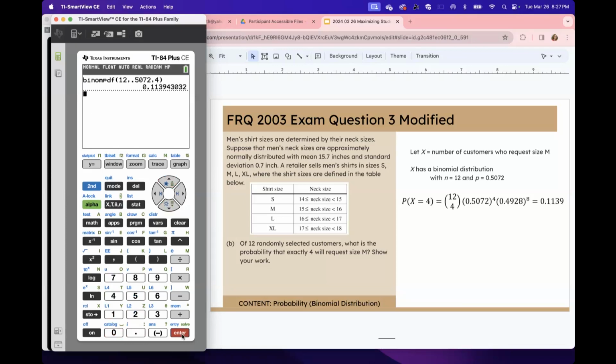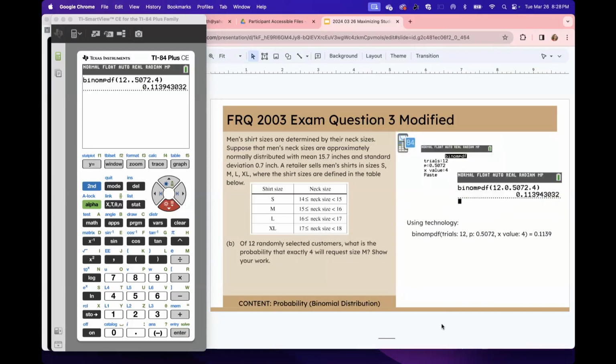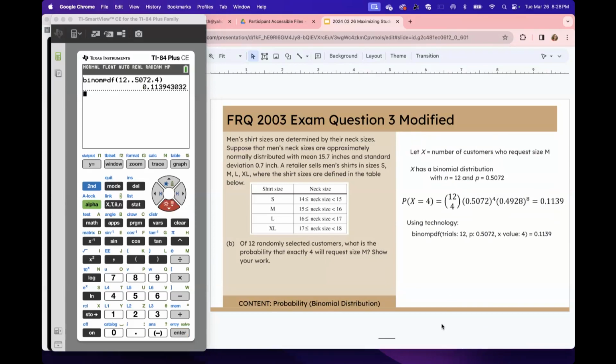Now, if the student writes down what Tracy has on that screen, it is not full credit because it is a naked calculator command. This is being recorded, so I said naked on the webinar. We don't like naked calculator commands as work. Different calculators put the inputs in different orders, so we need to label those inputs. As you see on the screen, Tracy has done it correctly. We need to write the trials, the p for probability of success, and the x value for number of successes. That command written down gets full credit.